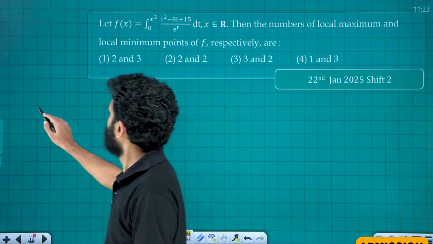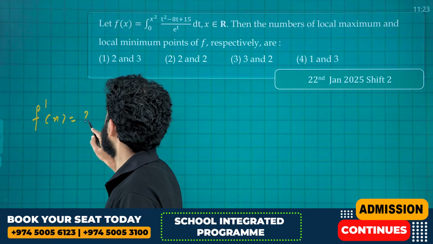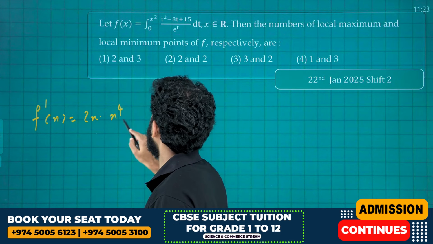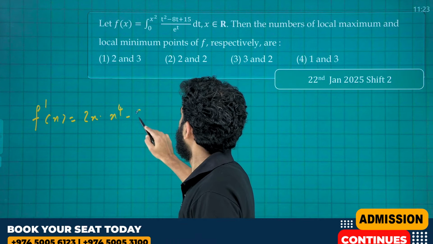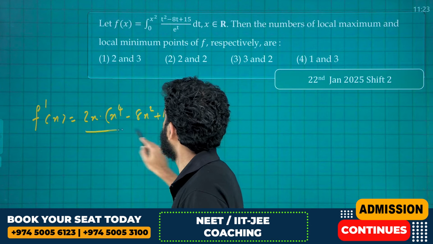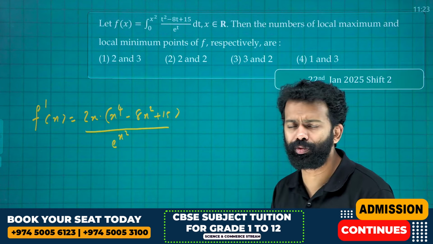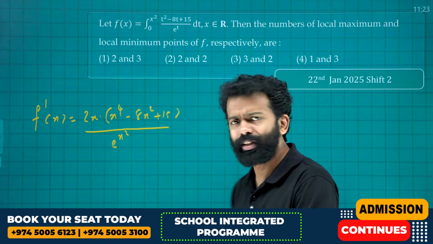Therefore f dash of x is equal to 2x into (x raised to 4 minus 8x square plus 15) divided by e raised to x square. How will you formulate this one? It's very easy, just the basic technique.